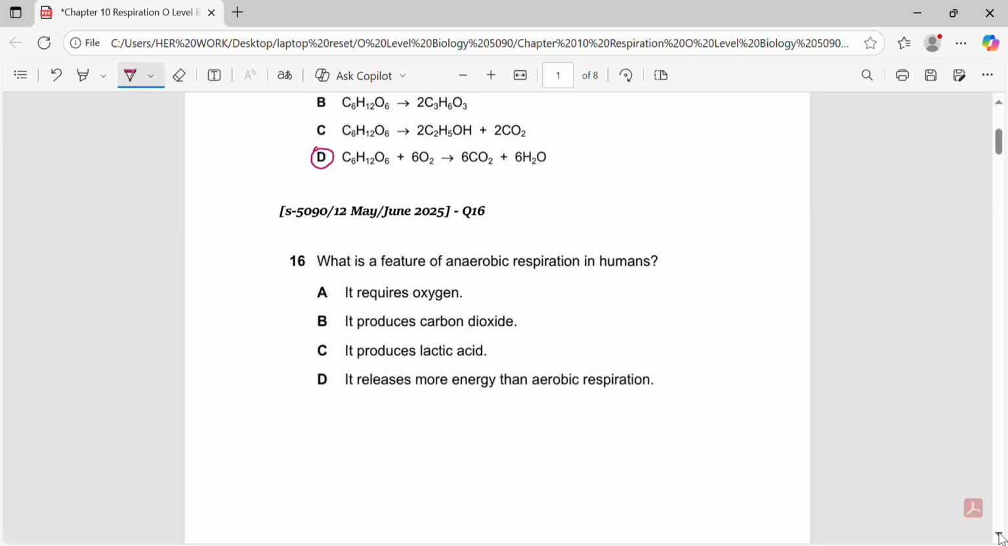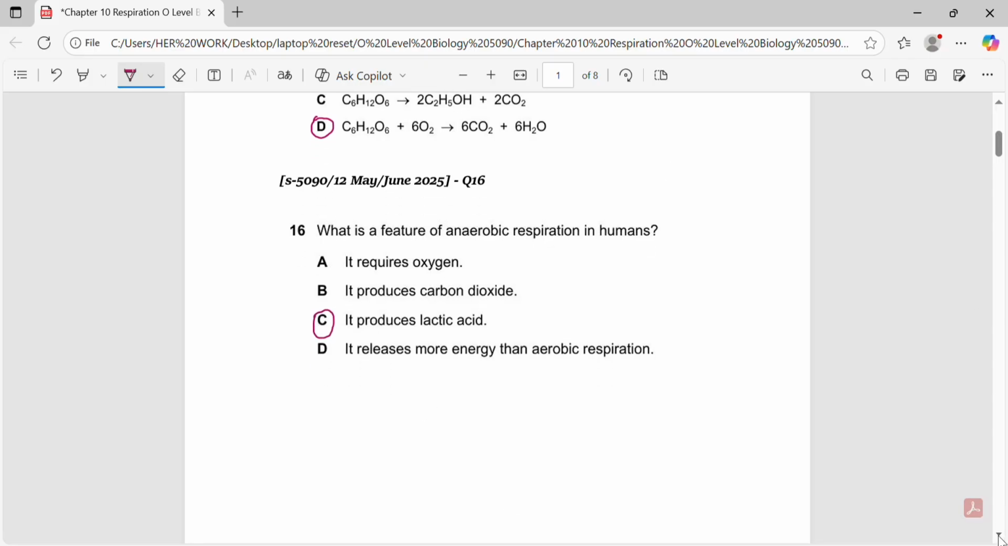So we check the options. Option A is incorrect because anaerobic respiration does not require oxygen. Option B is incorrect because carbon dioxide is not produced in humans during anaerobic respiration. Option D is incorrect because anaerobic respiration releases less energy, not more. Option C correctly states that lactic acid is produced. Therefore, the correct answer is C.